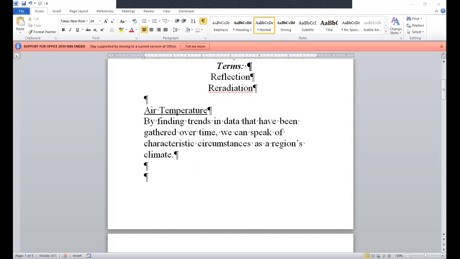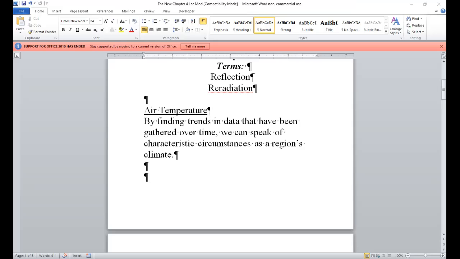Temperatures vary because of differences in the amount of solar energy that gets received from place to place. The factors responsible for the variations in solar energy are the inclination of the Earth, right? How the Earth is tilted. Reflection and re-radiation, we're going to talk about that in a moment. And the storage capabilities of surface materials, such as soil, water, and cloud cover.